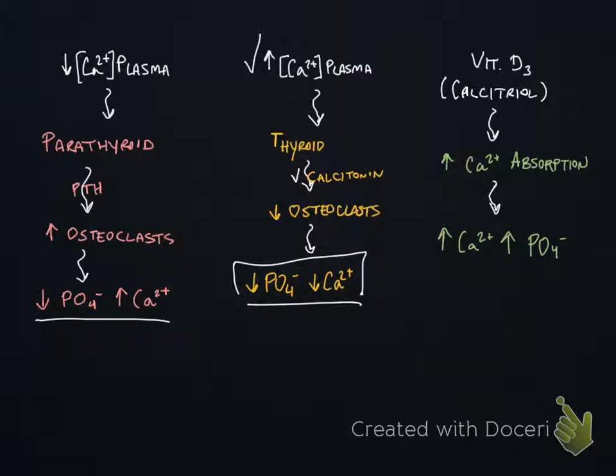Now in vitamin D3, or the active form, calcitriol, make sure you know that. This causes an increase in calcium absorption, causing a net effect of an increase of calcium and phosphate in the plasma.